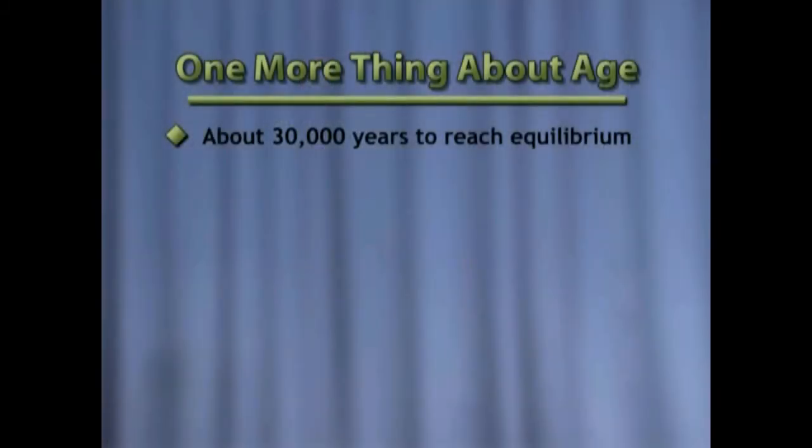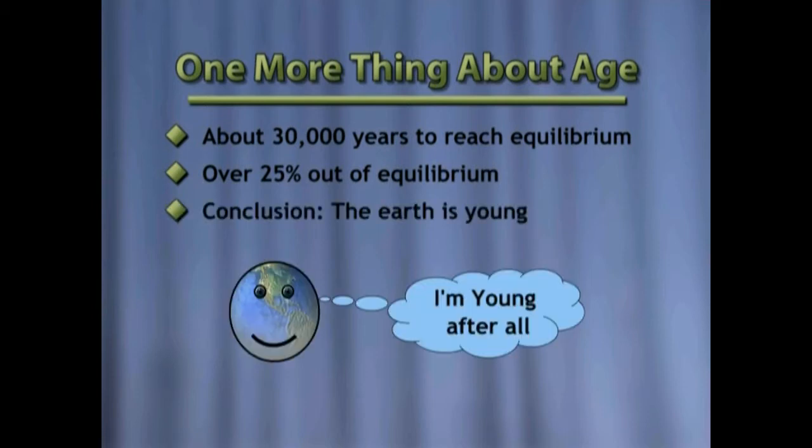And one more thing about age. We stated earlier that if we started with no carbon-14 in the atmosphere, it would take about 30,000 years to build up to this equilibrium. And what we've also noticed is that we are over 25% out of equilibrium. Now, if it only takes 30,000 years to build up to equilibrium, and we're still not in equilibrium, what might that suggest? Well, it might just suggest that this Earth is not that old. You see, when we learn our real science, and not just accept evolution as true, but we go in and study the science, we find it does support the biblical model of a young Earth.